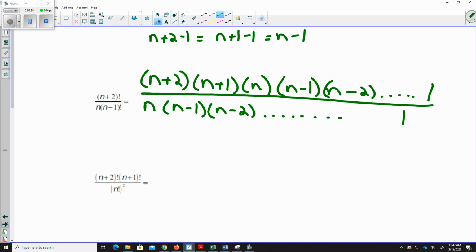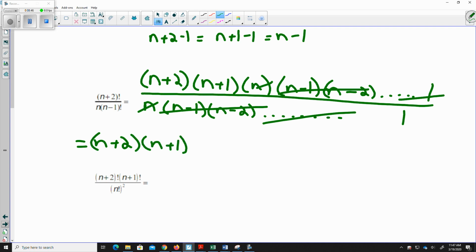Cool. So now what I can do is I can look at this stuff. What do I have on top and bottom that's the same? These n's can go. These n minus 1, and all this can go. So now all I'm left with is n plus 2, n plus 1. Now, the textbook, depending, it's either going to leave it like this or it's going to multiply this out using distribution. Okay? So the answer would be n squared plus 3n plus 2.